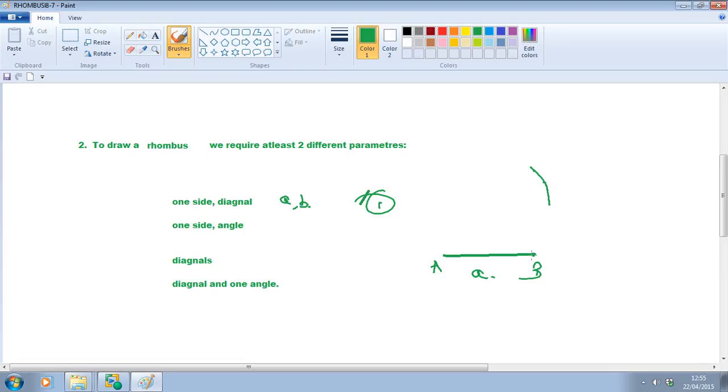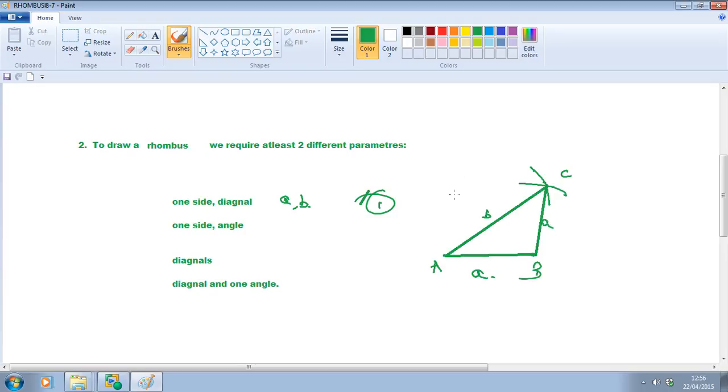With B as center, you will draw another arc equal to length A. Let us mark this point C. Now we'll join these two points, AC and BC. Now AC is equal to the diagonal, equal to B, and BC is equal to length A. So this is A, this is A.